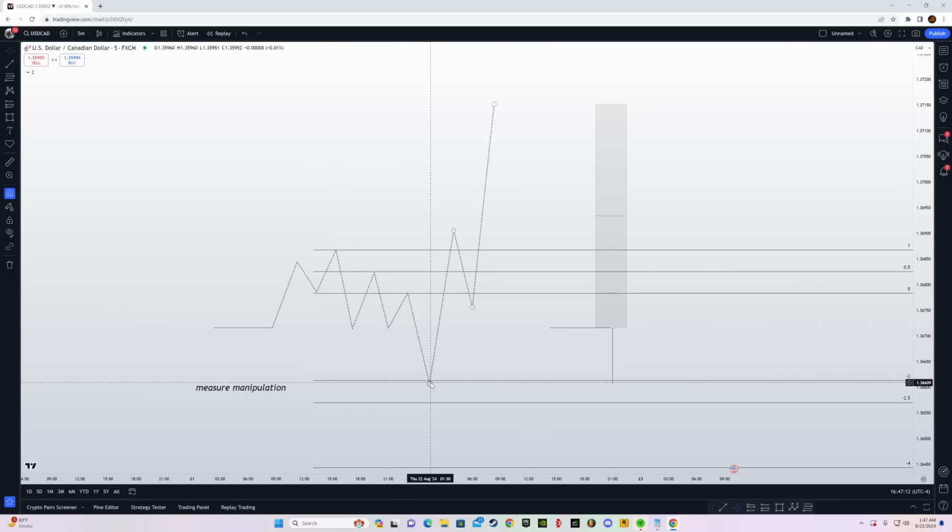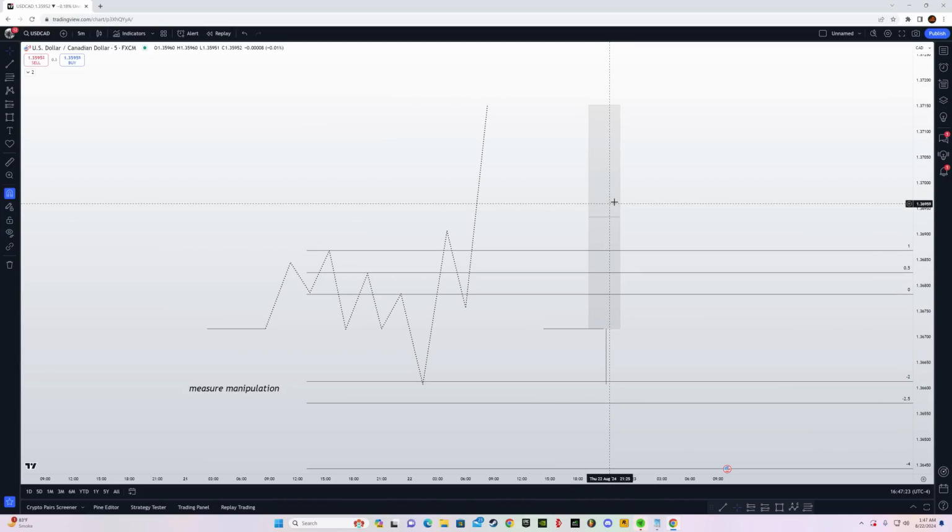Now, the price does go down, but this is just a manipulation move. And the original move is going to be this. So when I said that you can catch 1 to 10, 1 to 8, 1 to 12, you can basically catch the entire daily move with this strategy.